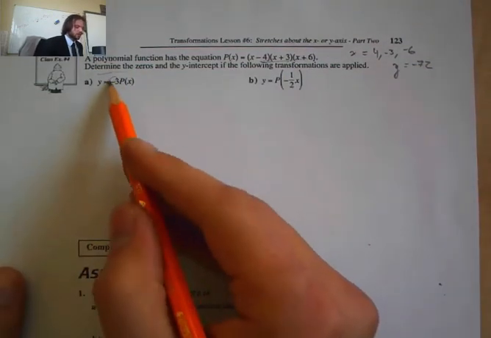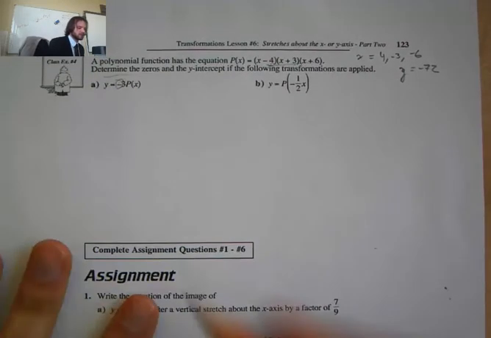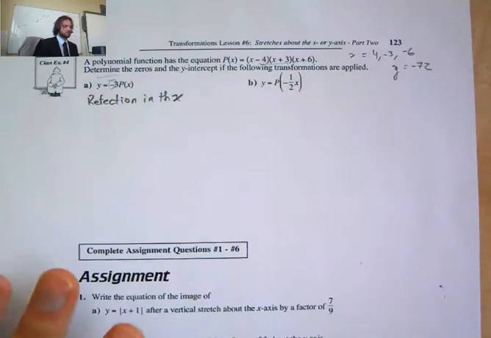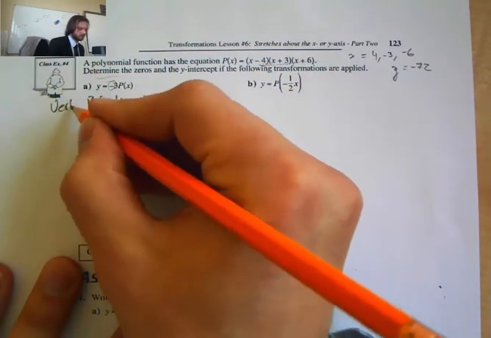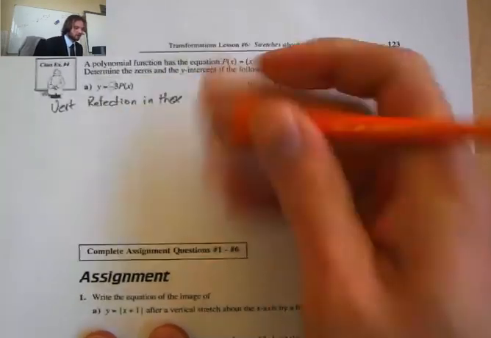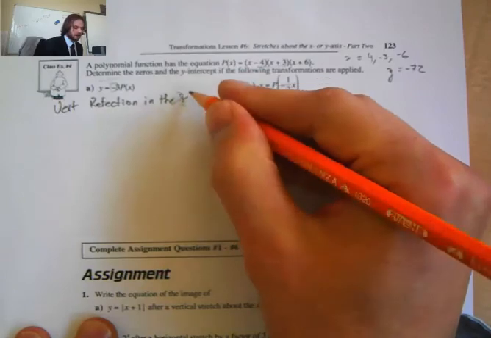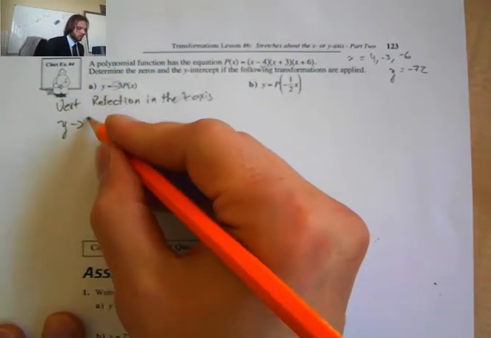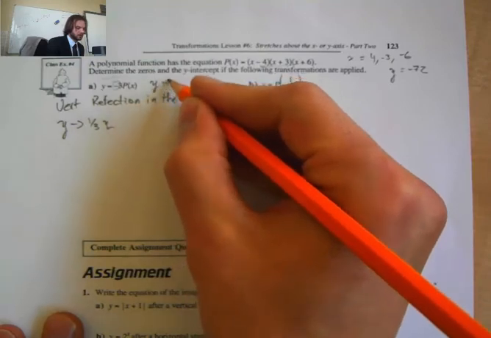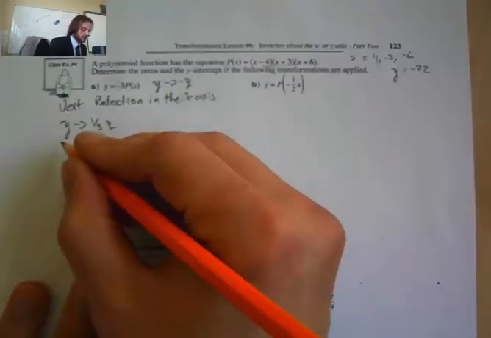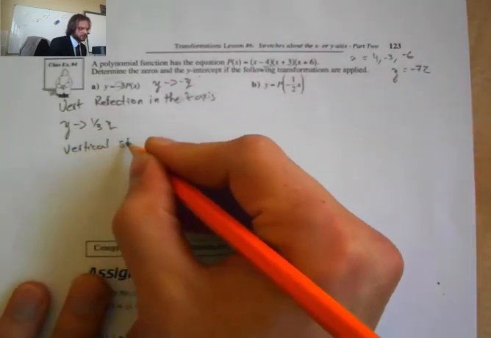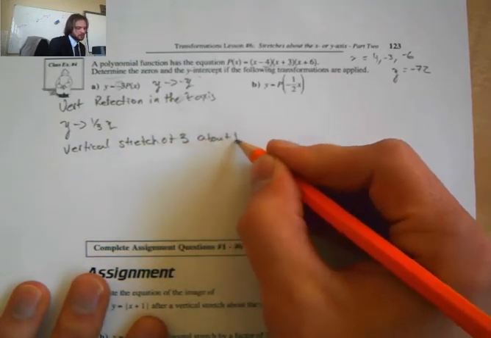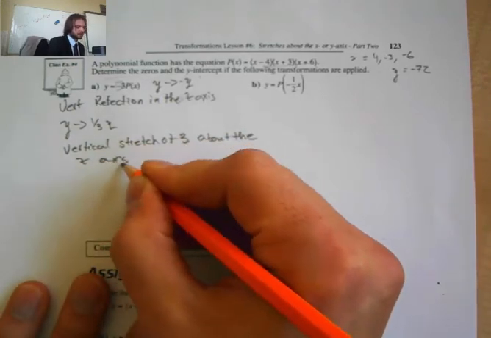Now, this one here says we have negative 3 and p. So this is a reflection in the x, so that's a vertical reflection in the x axis. I'll separate that so it's easier to read, in the x axis. Okay? Also, y is going to 1 over 3y, because this is y to negative y. So that means we have a vertical stretch of 3 about the x-axis.